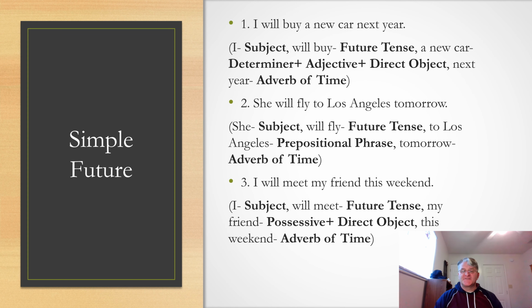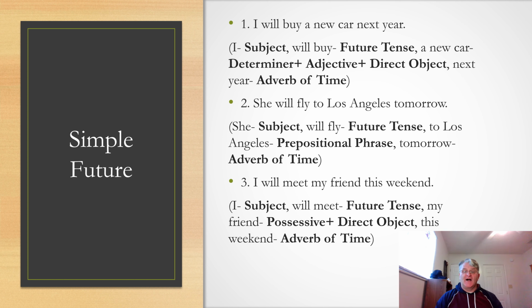Let's look at the simple future in a sentence, and we will look at the parts of the sentence. So with number one, I will buy a new car next year. We have I as our subject, will buy is our future tense. A new car actually is a bit of a combination here. We have a determiner, so using a, we have an adjective, new, and then our direct object is car. And then next year is our adverb.